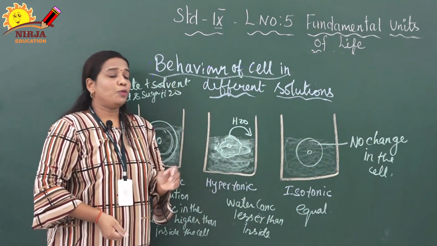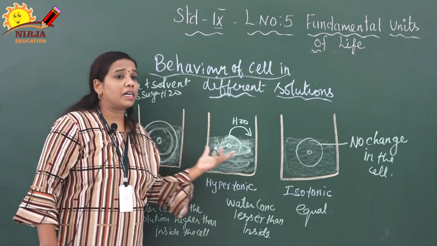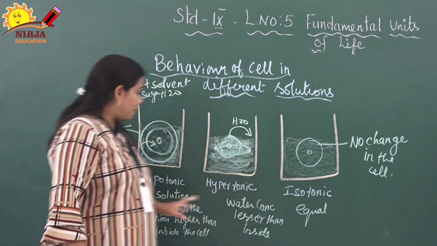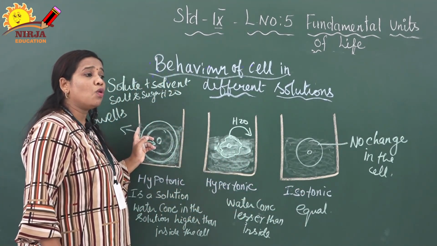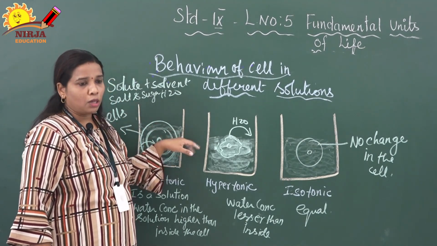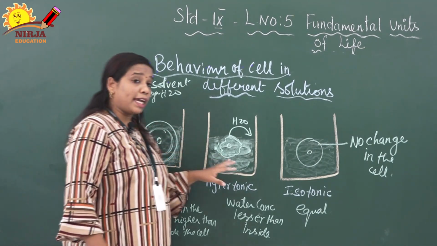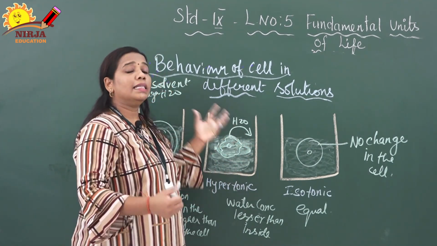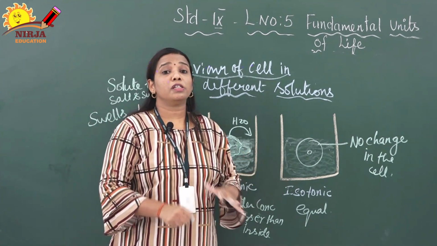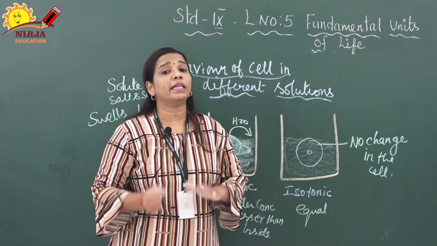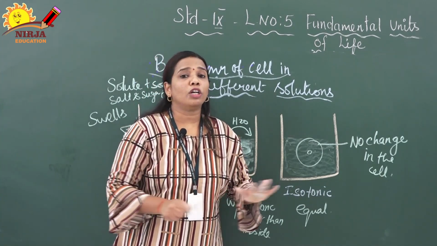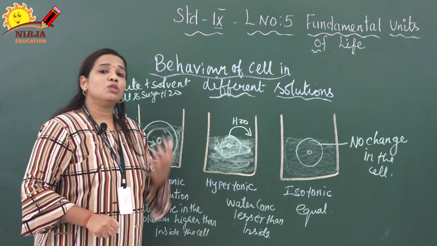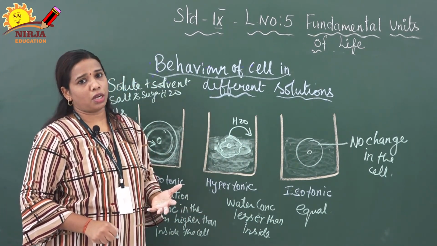Children, I hope you all have understood. There are three different kinds of solution we prepared: hypotonic, hypertonic and isotonic. Hypotonic: the outside concentration is more, so the water moves from out to in, so the cells swell. Second, hypertonic: the inside concentration is more, so the water moves from inside to outside, and the cell shrinks. Isotonic: no changes, because the concentration is equal outside and inside, so there is no movement of water molecules. From this behavior we come to know the level of the solution, either hypo, hyper or isotonic.